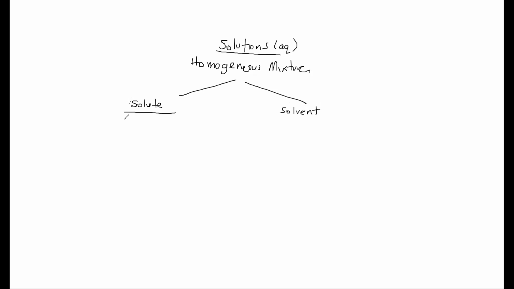The solute is always the smaller part. The solvent is the larger part, and I will explain what that means. The solute is the one part that is dissolved. The solvent is the one that does the dissolving.